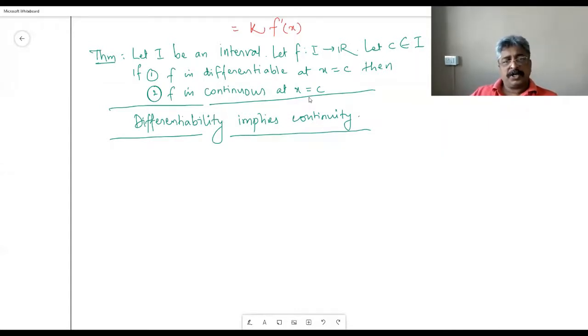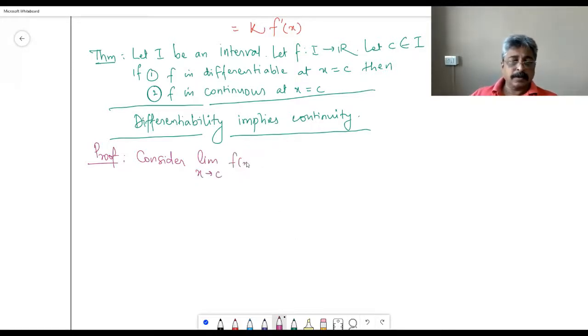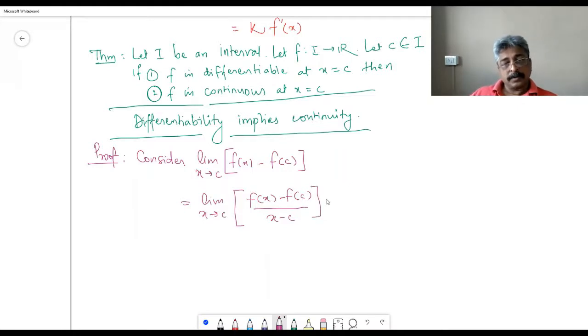We want to show f is continuous at x equal to c. Therefore, consider the limit as x tends to c of f of x minus f of c. We want to check this limit, and if it is equal to 0, then we are done. So this is equal to, now limit x tends to c, we can always divide and multiply by a non-zero real number, x minus c. This can always be done because x is not equal to c.